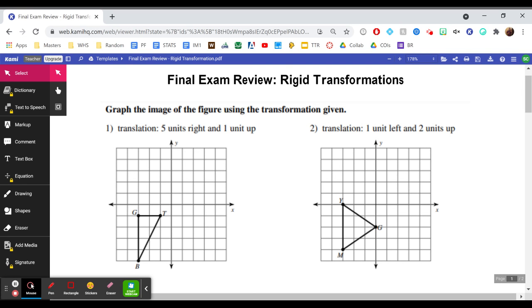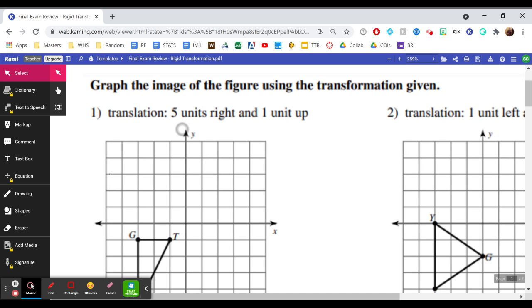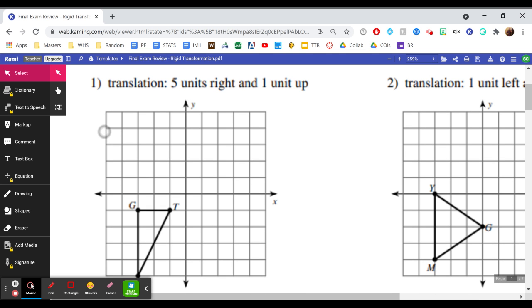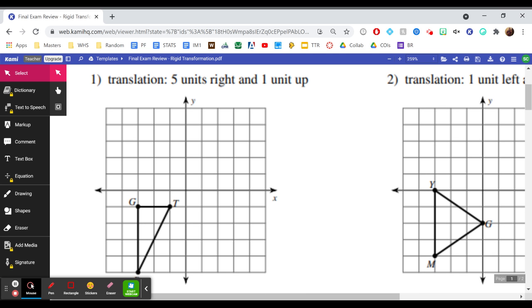So the rigid transformation is going to start with translations. We're going to start with translations. In this first example, it's asking us to translate the figure 5 units to the right and 1 unit up. Okay, so we're going to grab each point on the figure, on the pre-image, and move it 5 units to the right. So let's start with G.